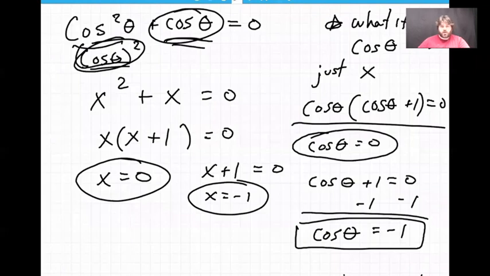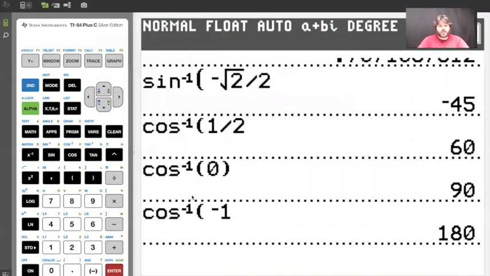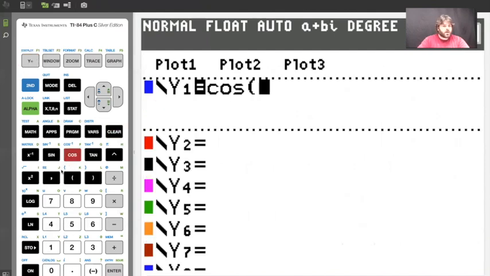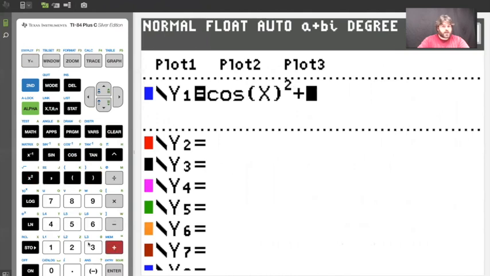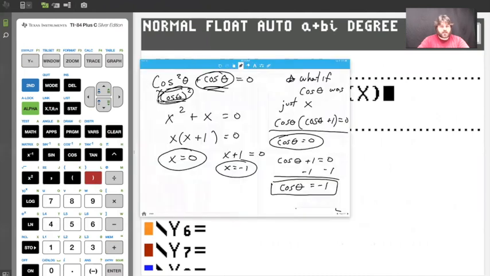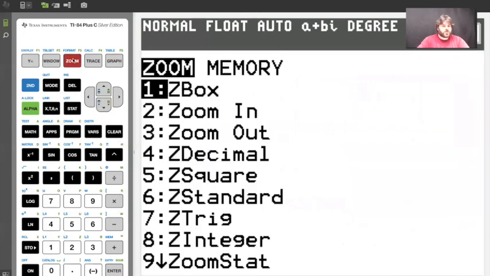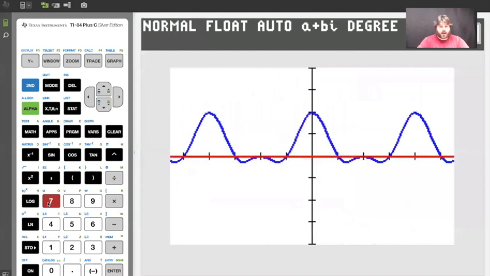You could solve this using your graphing calculator. These are equations, right? We could graph the left side and the right side: cosine of x squared plus cosine of x. What we're doing is graphing the left side, and then we graph the right side, which is 0, and we're going to find the intersection. All right, now I'm going to use zoom trig here because this thing's out of whack. There we go. There's my solutions right there.